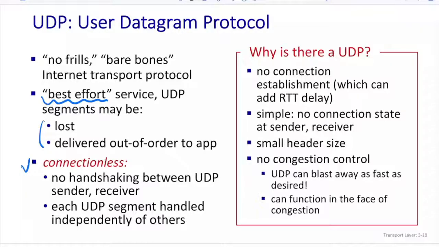While there is UDP, because there is no connection establishment, we don't need to take time to exchange parameters between the sender and receiver before sending the actual message. It is much simpler. So there is no connection state at the sender and receiver, a smaller header size, and no congestion control. So implementing a UDP protocol in your operating system is much easier than implementing TCP.